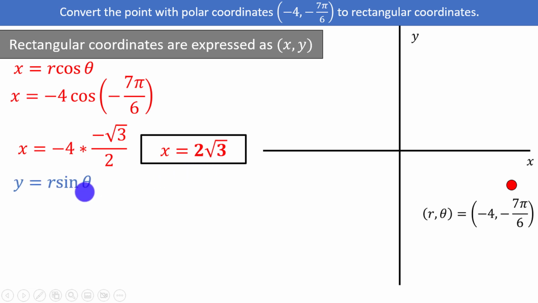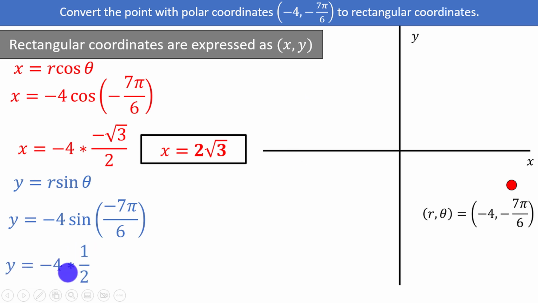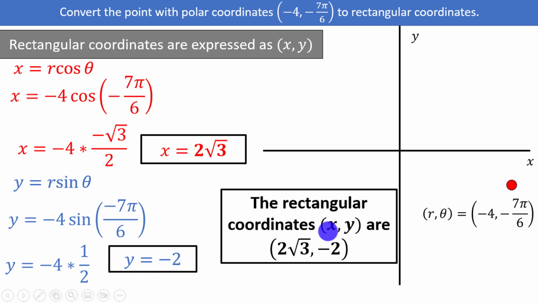As for the y-coordinate, we must take r and multiply by the sine of theta. R is -4, and theta is equal to -7 pi over 6. -7 pi over 6, again, has a reference angle of pi over 6. Sine of pi over 6 is just 1/2, and -7 pi over 6 is in quadrant 2, where sine is positive. So we have -4 times positive 1/2. -4 over 2 is just -2, so the y-coordinate is -2. The rectangular coordinates x, y are 2 square root 3, -2.